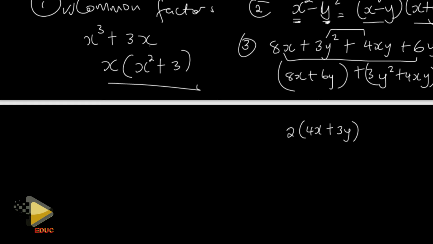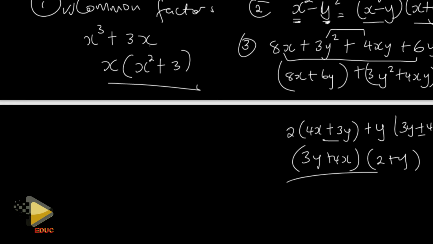When I look at this, there's nothing common except the y, so I'll take out the y. I'll have 3y plus 4x. And then take out this bracket again, so I'll be left with 3y plus 4x into 2 plus y. So that would be the grouping part of it.